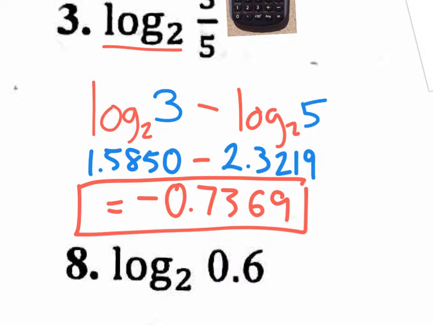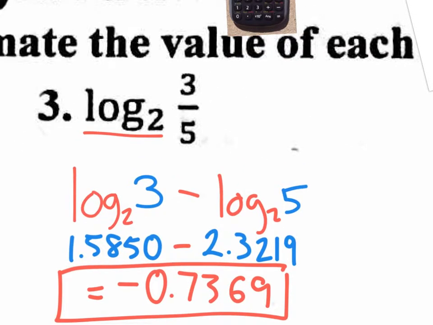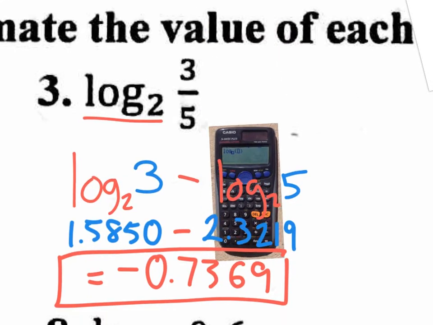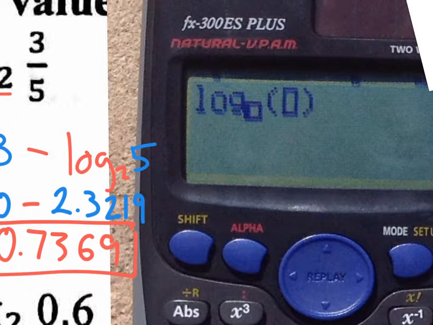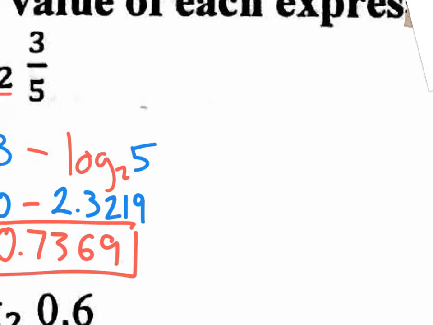Okay guys, so this first part is just practicing the properties, right? I know you're thinking, why the heck do I want to do all that stuff if I could just use the Casio and type in the base 2 and type in 3/5 as what I'm taking the log of, right? So if you look right here, you could type in the 3 divided by 5 right in here, type in the base 2 right there, and you could get your answer that way. But you see, the whole purpose of this is just to practice the properties, okay?